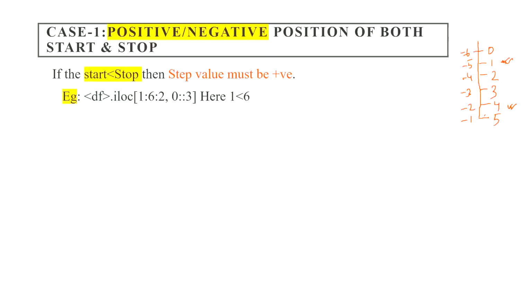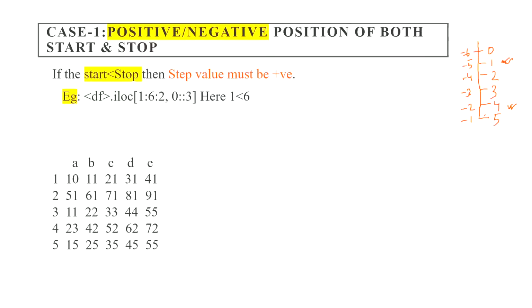Let's see one example and let's consider this data frame. Here, this is 0, this is 1, 2, 3, 4. And at the same time, this one is minus 5, minus 4, minus 3, minus 2, minus 1. This is also 0, 1, 2, 3, 4. Same way here, it is minus 1, minus 2, minus 3, minus 4, minus 5.